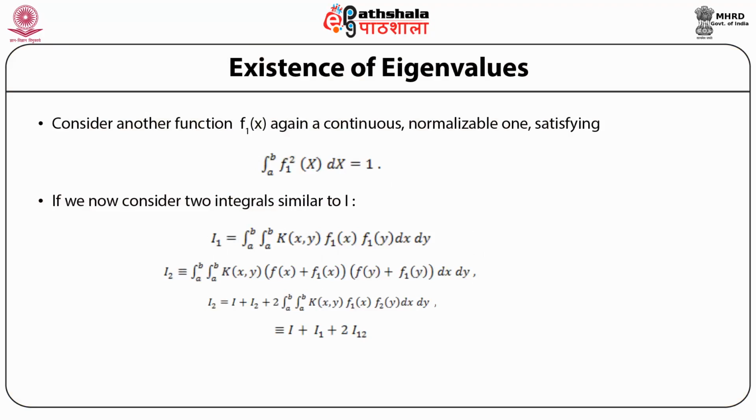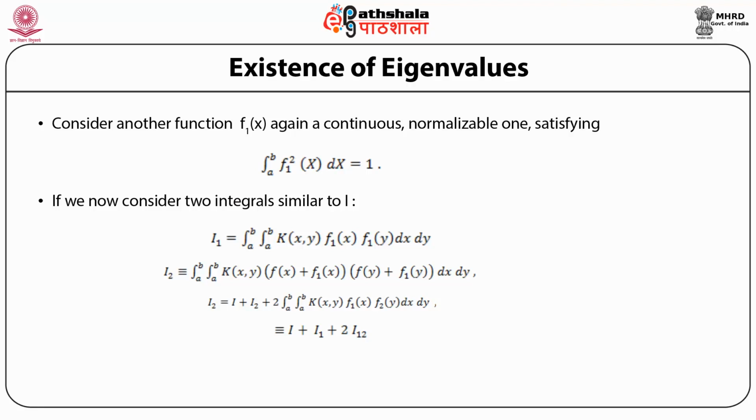Since the kernel K(x,y) is assumed real and bounded, we conclude that the integral is bounded. We will next prove that the integral can vanish if and only if K(x,y) is zero. Consider the two-dimensional integral from a to b of K(x,y) multiplied by the product of (f(x) plus f1(x)) with (f(y) plus f1(y)). Then clearly I2 is equal to I plus I1 plus twice a cross term.